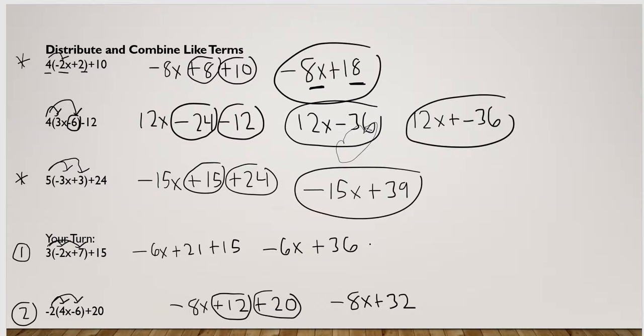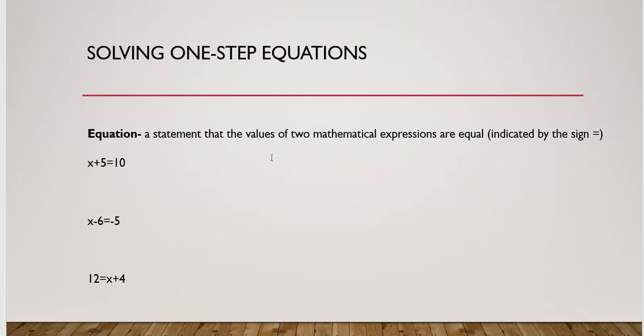Okay, so that is the first 2 sections of your test. Now we are ready to talk about how to solve one-step equations. So, an equation is different than an expression in that an equation has an equal sign. So the way that you tell the difference between an expression and an equation is if there is an equal sign. You simplify expressions, but you solve equations.